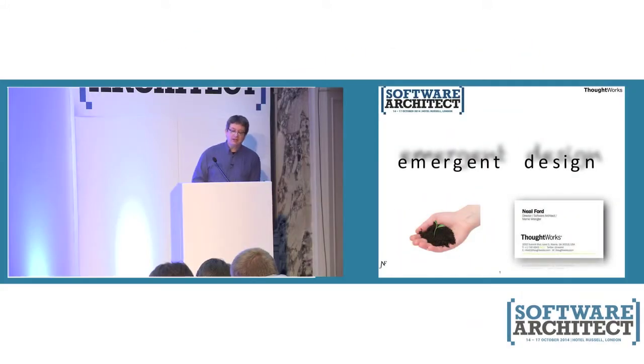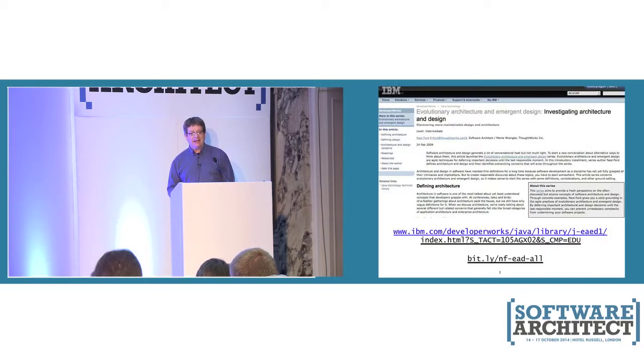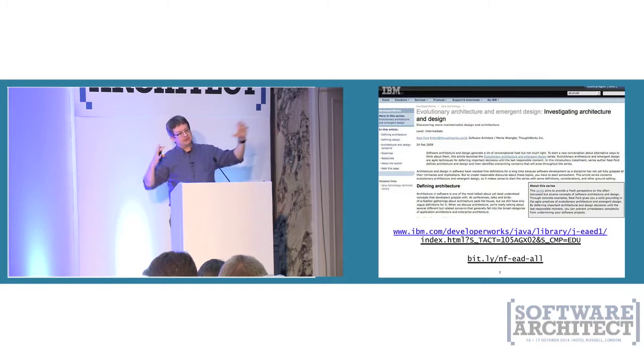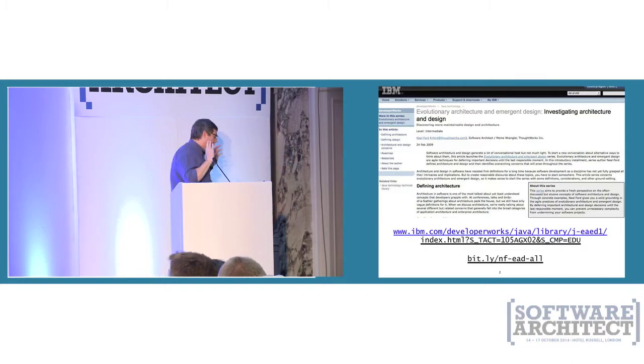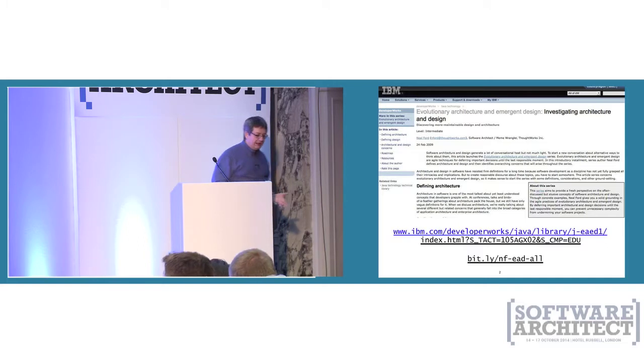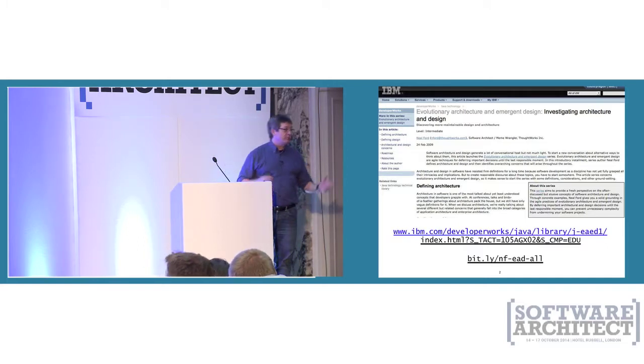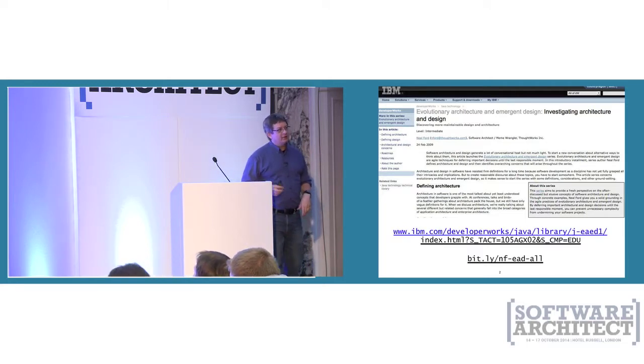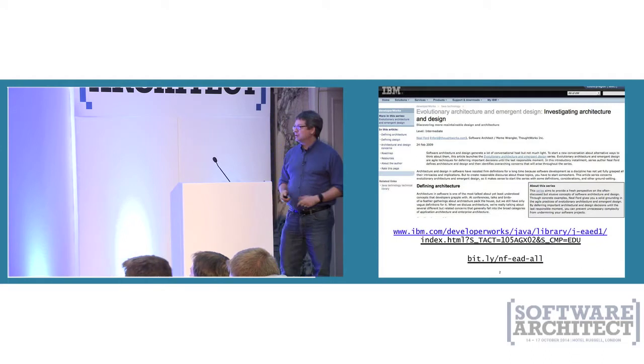So this talk is, as you probably guessed, about emergent design, and this is a part of the really interesting piece of the kind of agile architecture world, because this is about architecture and design. I've actually written quite a lot about this subject, and there is an article series out there on IBM developerWorks. There are 19 installments in this series on evolutionary architecture and emergent design, and I'll explain where that name comes from in just a second.